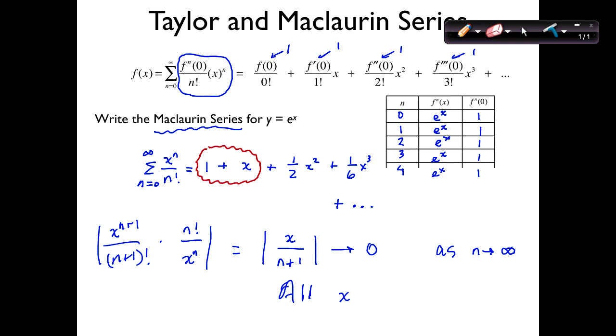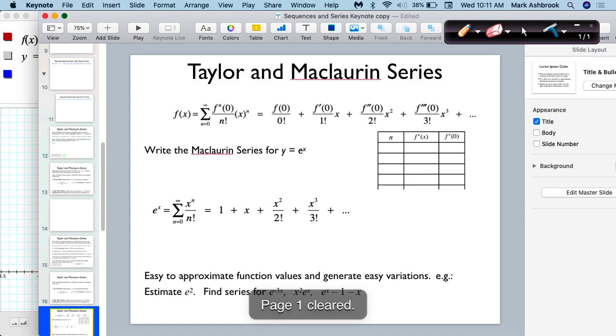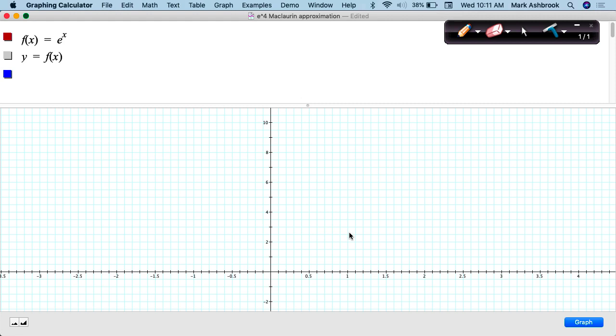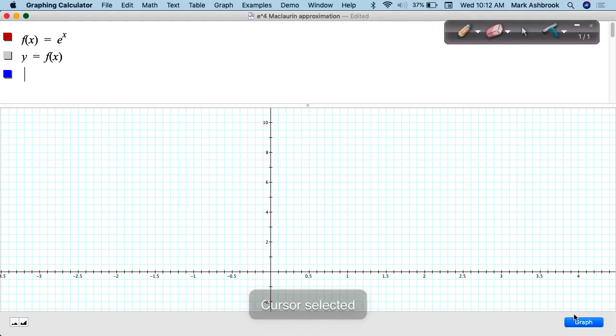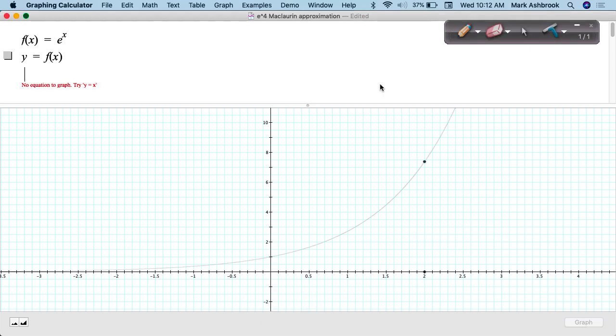Okay, so let's look at this. Let's look at some graphs here. Any questions on that? So here is, what did I do? Oh. So there's e to the x.